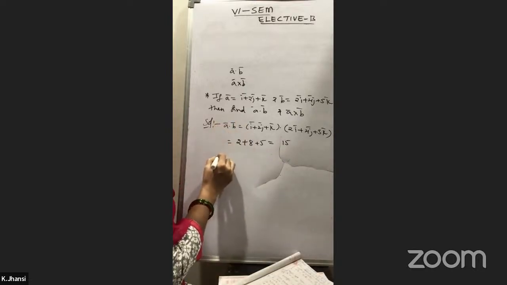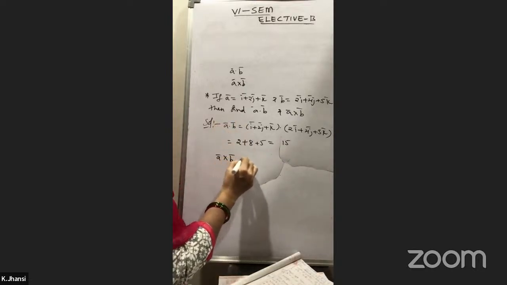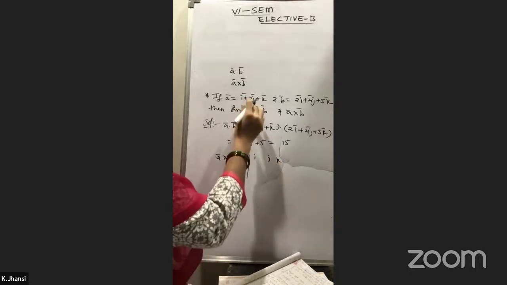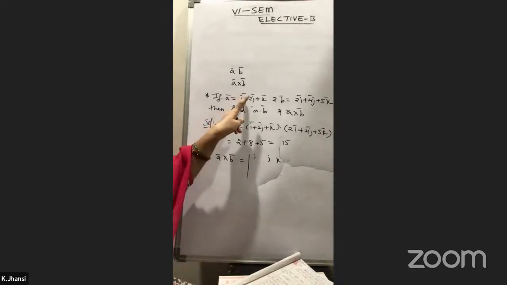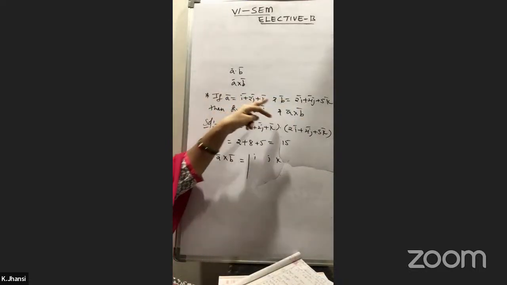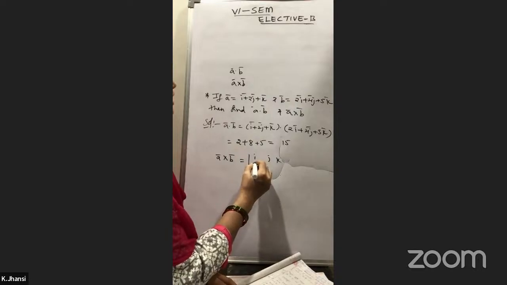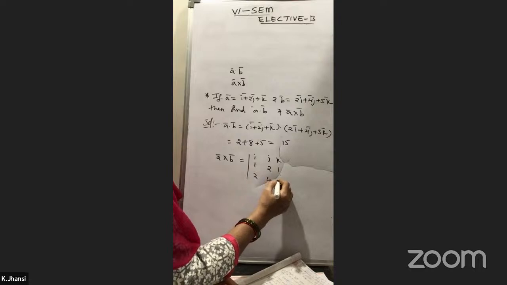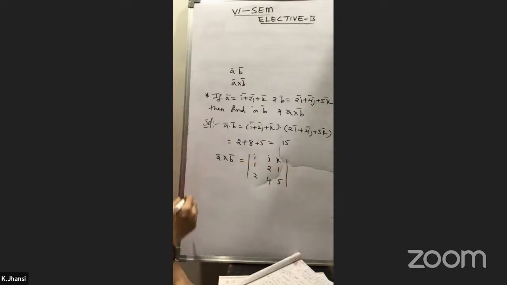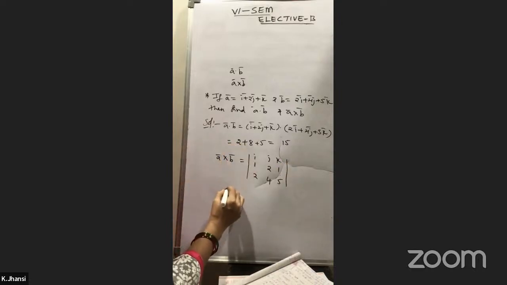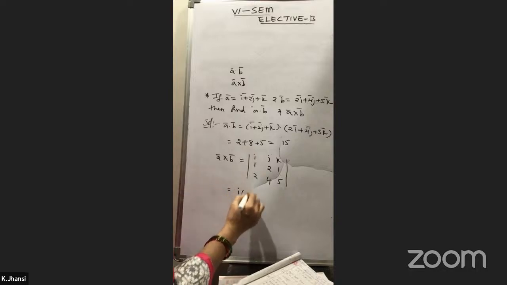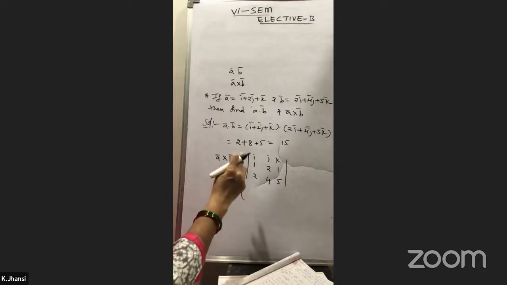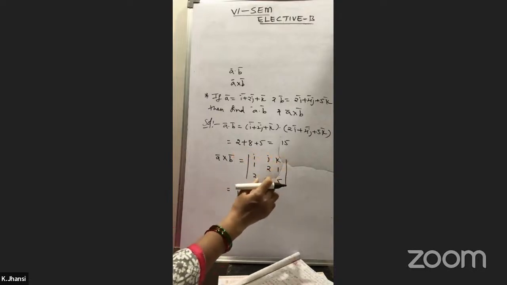Whenever it asks to find the cross product A cross B, here we have to write the i, j, k vectors. So A cross B, the coefficients of i, j, k, that is 1, 2, 1, 2, 4, 5. We have to find the determinant for this one. So it is equal to i into, we know, finding the minor, that is the 2 by 2 matrix of each and every element in the first row.